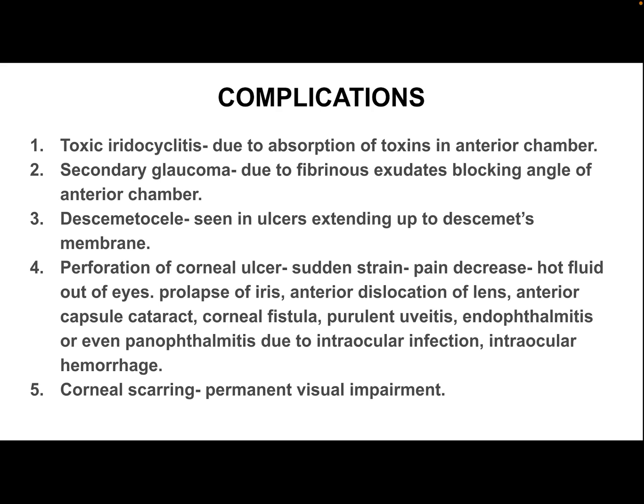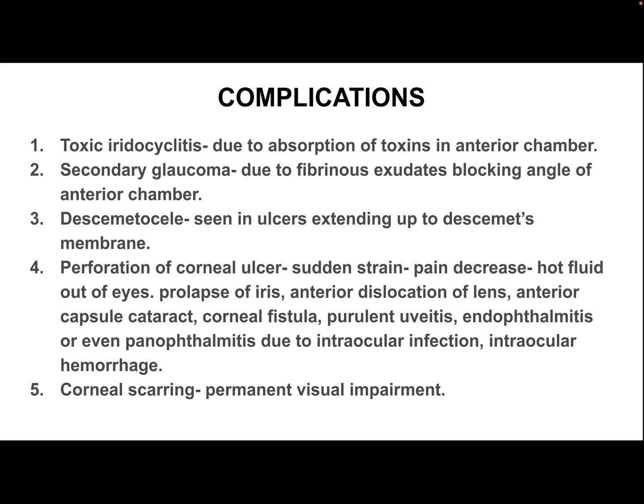Then there is secondary glaucoma. Secondary glaucoma, what happens is that there's a lot of these fibrinous exudate. So they will go and block the angle of the anterior chamber, increase the intraocular pressure, and this will lead to secondary glaucoma or inflammatory glaucoma. Next is descemetocele. Descemetocele also I have already explained. Then perforation of corneal ulcer. This also I have already explained. We have already seen this.